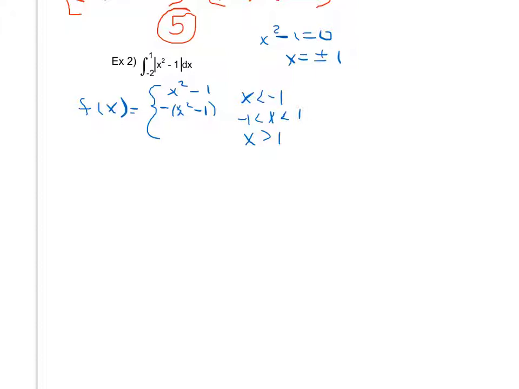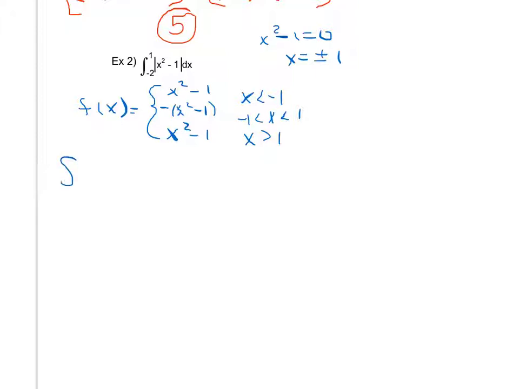On the bottom piece, I picked something greater than 1, say 2. 2 squared minus 1 is going to be positive 3, which is also what it's going to be with absolute values. So I just rewrite my function. And now from here, I want to integrate from negative 2 to 1. So I'm going to take this piece and go from negative 2 to negative 1. And then I'm going to take this piece and go from negative 1 up to 1. Notice I do not need to use this piece at all. It ends up not being necessary for my integration.